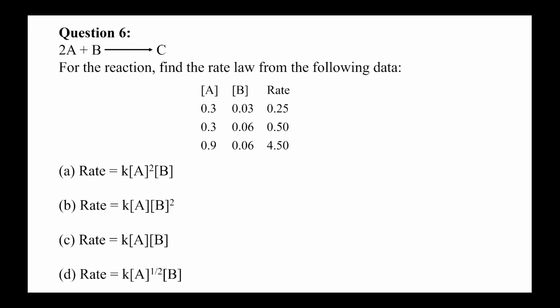Second is rate is equal to K into concentration of A multiplied by concentration of B raised to the power of 2. Third equation is rate is equal to K into concentration of A into concentration of B. And option D is rate is equal to K into concentration of A raised to the power of half multiplied by concentration of B.